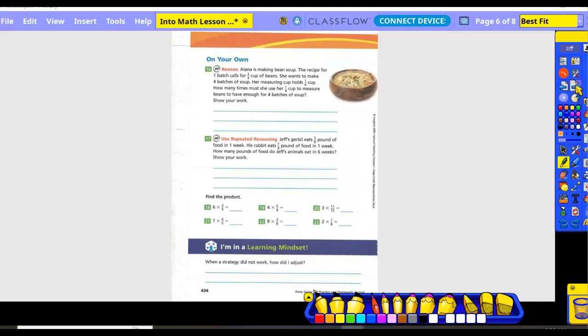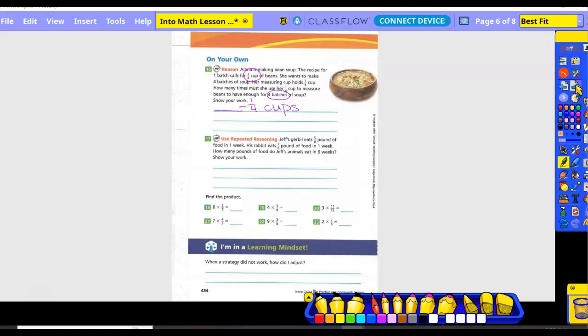Elena is making bean soup. The recipe for one batch calls for 3/4 cup of beans. She wants to make 4 batches of soup. Her measuring cup holds 1/4 cup. How many times must she use her 1/4 cup to measure beans to have enough for 4 batches of soup? So we need 4 batches. She needs 3/4 of a cup, right? Okay, so we need to put blank 1/4 cups.